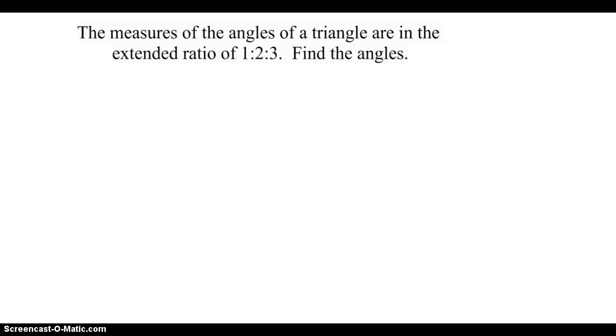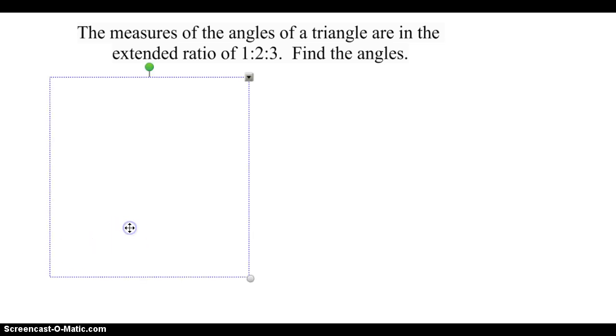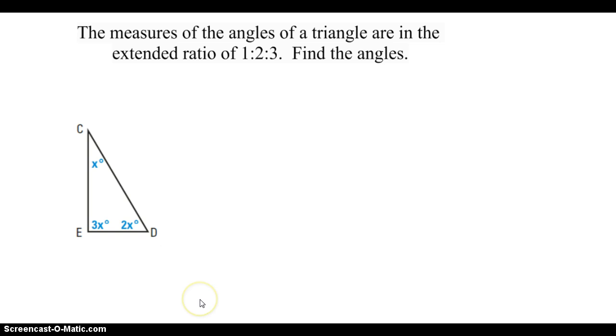Okay, let's look at a textbook ratio problem. It says the measures of the angles in a triangle are in the extended ratio of 1 to 2 to 3. Find the angles. To draw a picture, because sometimes that really helps us visually, I'm going to create a triangle. Let's call it CED. In that triangle, I'm basically saying one of the angles is x, one of them is 2 times x, and the other one is 3 times x. Once you make that picture, it should be very simple for you to find those angles.